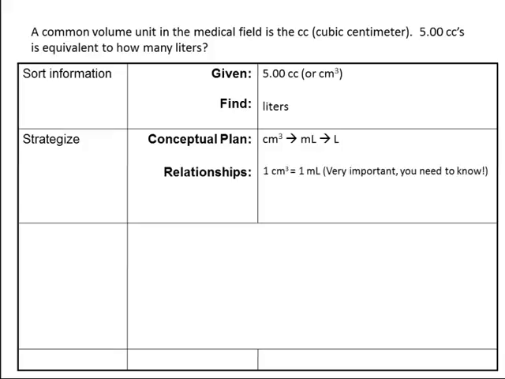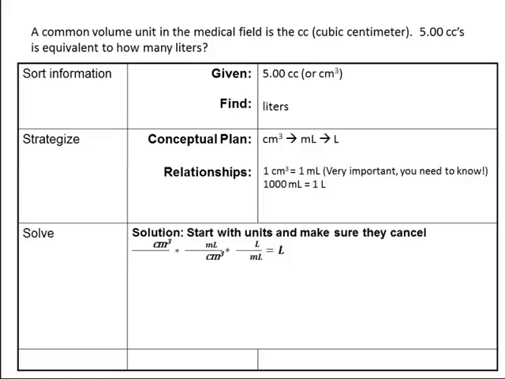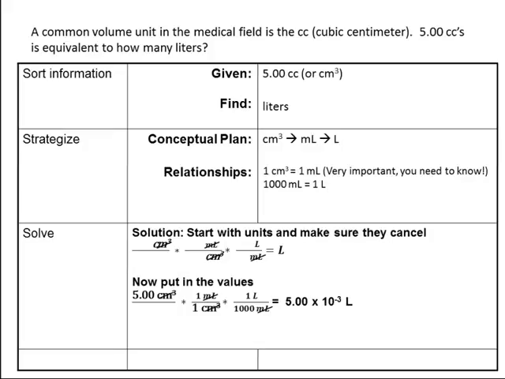So what are our relationships? 1 centimeter cubed is equal to 1 milliliter. That conversion you absolutely need to know. It's very, very important. And then 1,000 milliliters is equal to 1 liter, just a prefix conversion. All right, so let's solve this. We're going to set up our units. Okay, so when we set this up, we can see our centimeters cubed cancel, our milliliters cancel, and we're left with liters. We can put in the values, and we can see that we end up with 5.00 times 10 to the negative 3 liters. Remember, those zeros are significant because they're coming after the decimal place in that first measurement. So the first value, the 5.00, has 3 sig figs, which means our final answer should have 3 sig figs.